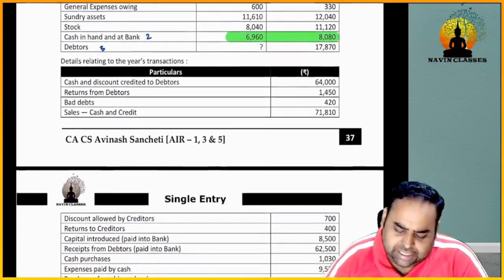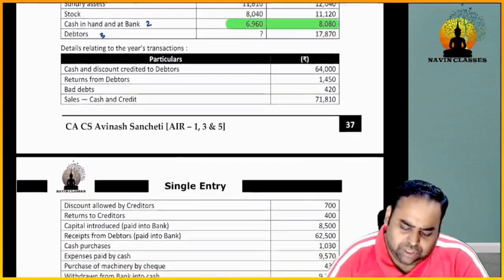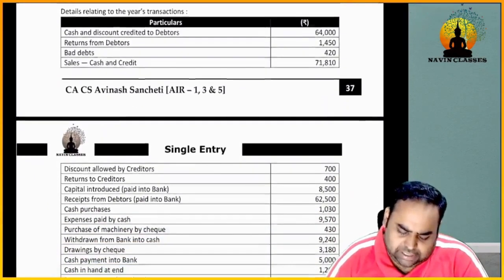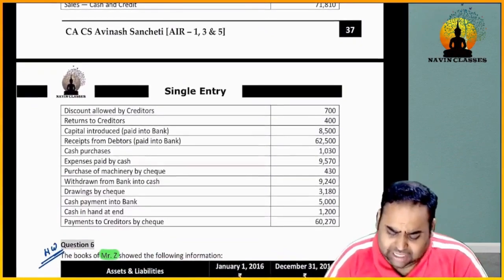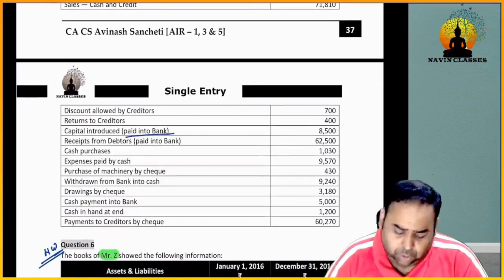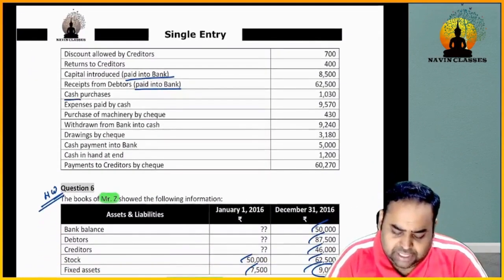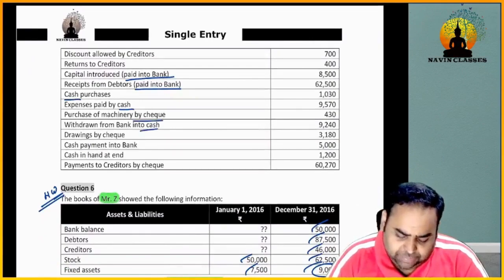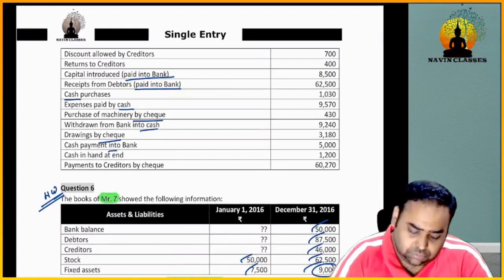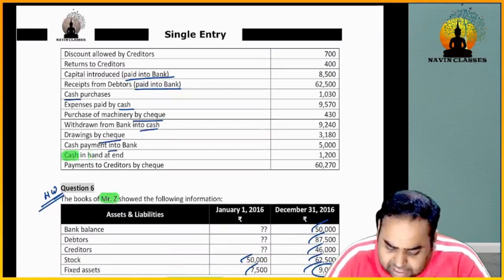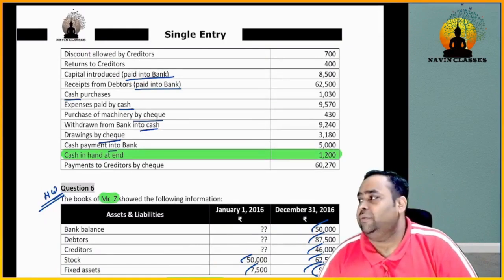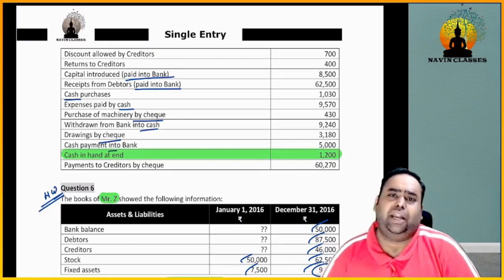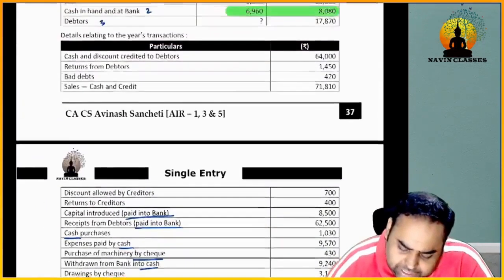This year's transactions are given here. Cash and discount credited to debtor, return from bad debts sales. Discount allowed written to creditor. Then capital introduced, paid into bank. Receipt from the debtors paid into bank. Cash purchase, expense paid by cash and cheque, all of this is given in parts separately. And what is given at the end? It's the cash in hand at the end. In the question, the balance is given at the last, cash in hand at the end, that is on the closing date.